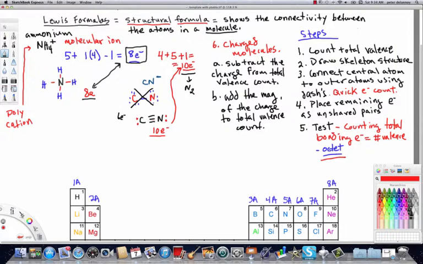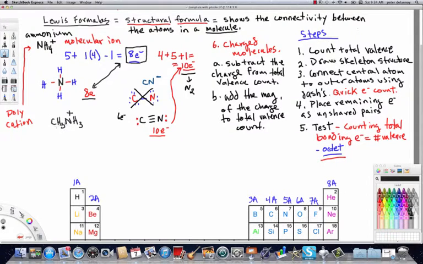All right, now let's go ahead and try a more complex molecule for the next example. So let's take a look at this. It's a CH3 group bonded to NH3, and there's a positive charge on the molecule. How are we going to deal with this?